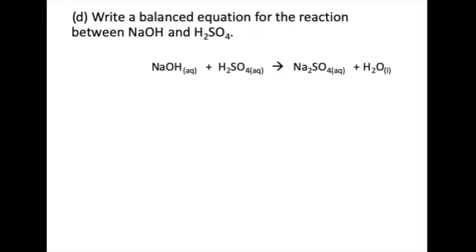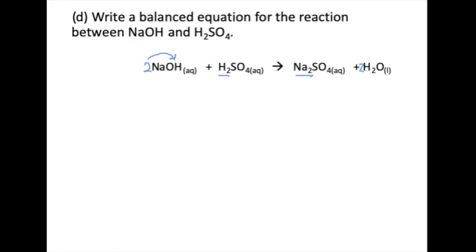So part D, 1D, asks us to write a balanced equation for the reaction between sodium hydroxide and sulfuric acid. We have the formulae, they're all there, they're all correct. So it's just a matter of balancing. We have 2 sodium on the right, but 1 on the left, so we need a 2 in front of the NaOH. In doing that, hydrogen becomes 4 now because we have 2 from the sulfuric acid and 2 from the sodium hydroxide. So we would need a 2 in front of the water to fix that.